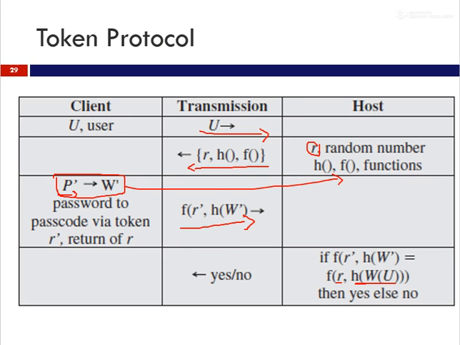Even if an attacker gains access to this message, he would not be able to gain access to the hash of the password. He will have to break this outer F function first to gain access to this hash. So it is also secure against this kind of attack.